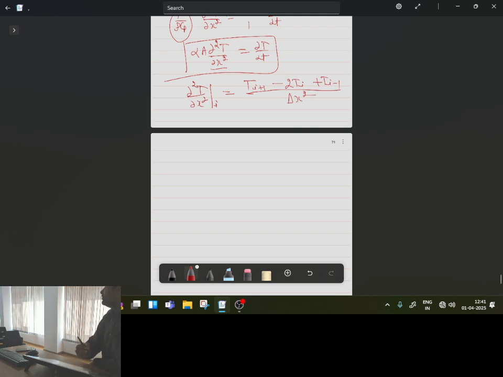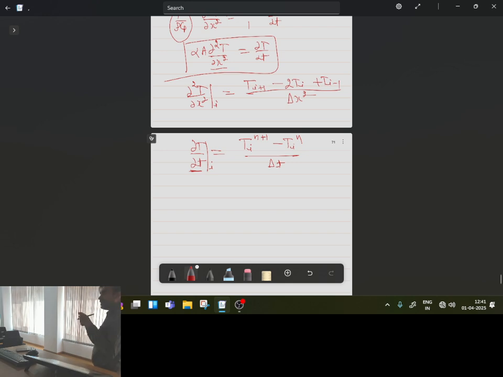Other than this, what do we have? Del T by del t. I can write this for the ith node, T at i. Now this solution should march with time. Once we are marching with time, I will use the time term in the superscript. Spatial index I am using in the subscript, so the temporal index I will use in the superscript. So Ti at n plus 1 minus Ti at n divided by delta t.